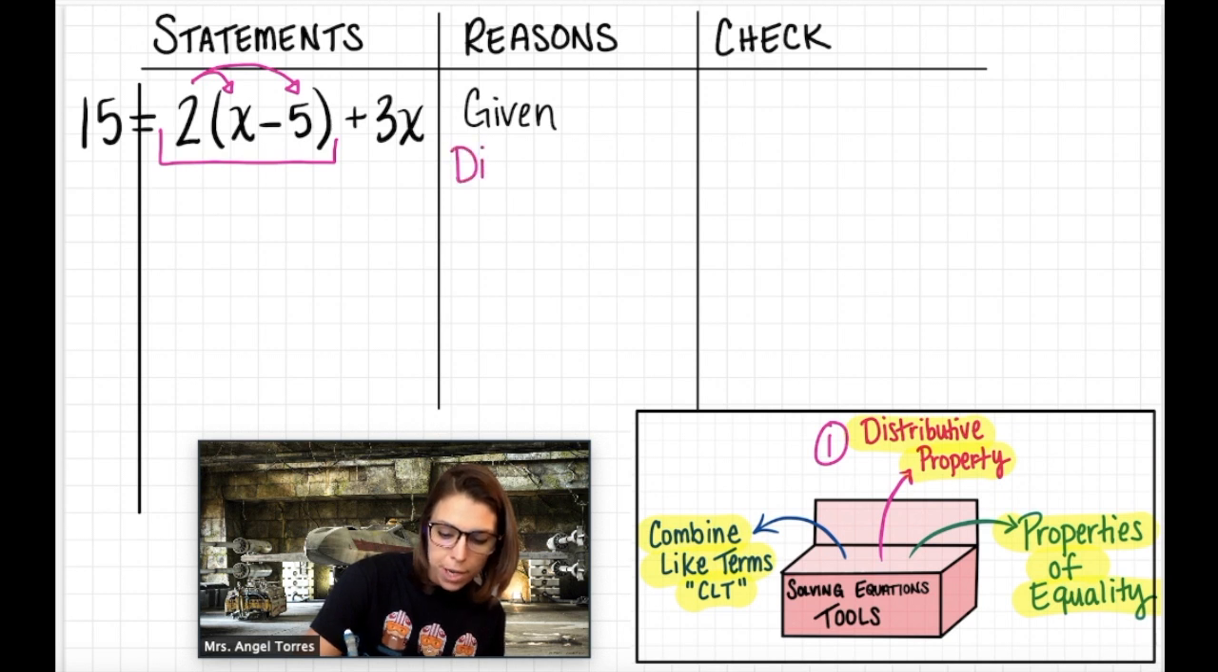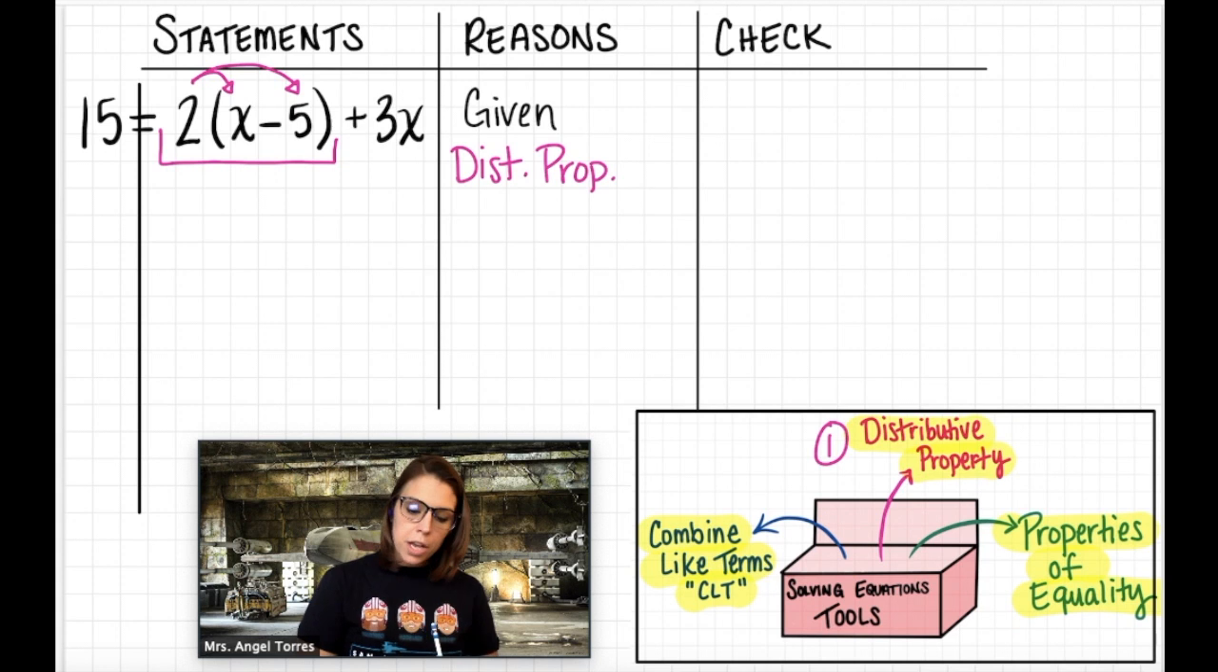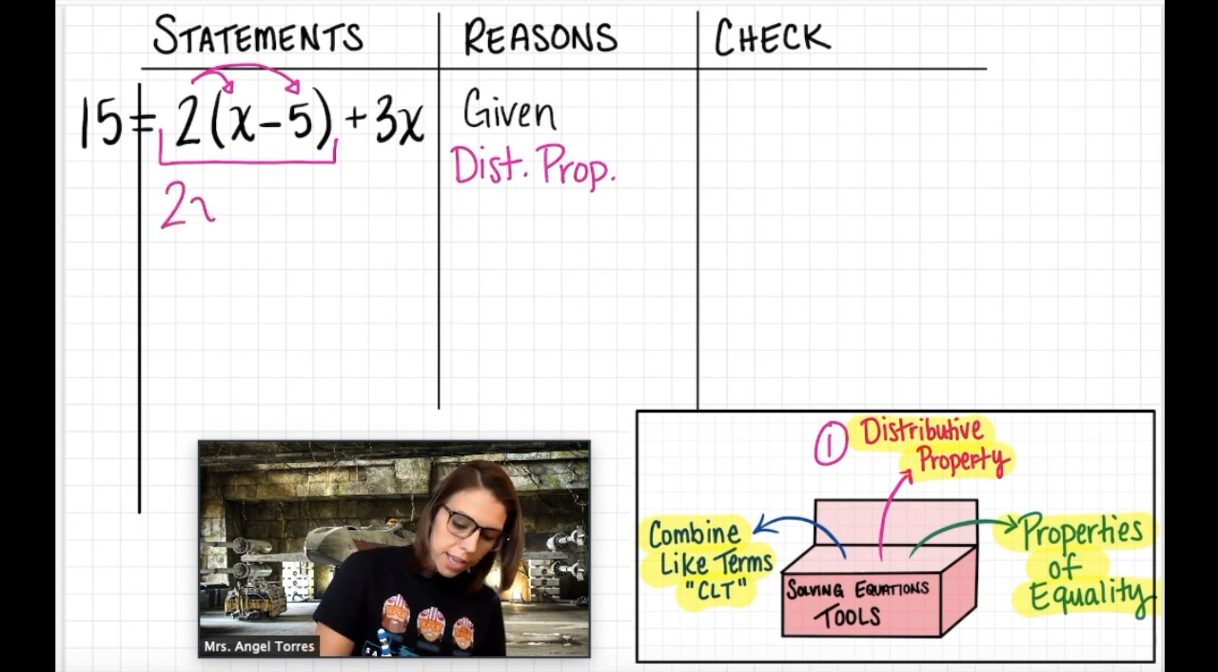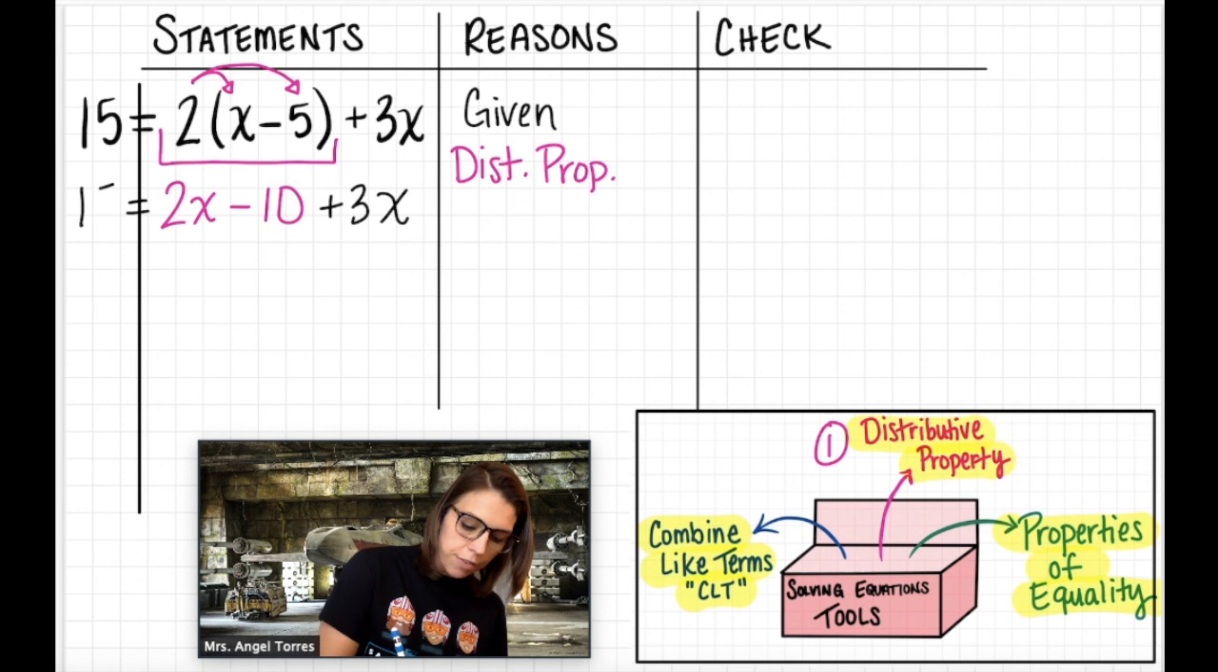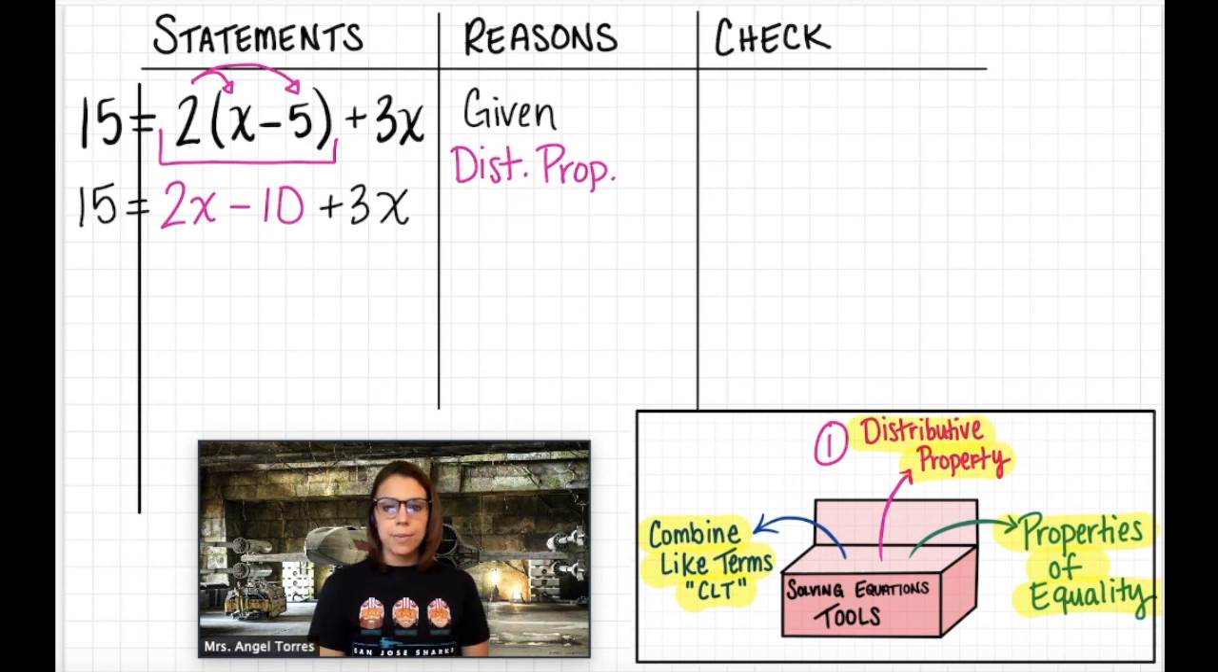So my first step here will be the distributive property. Let's simplify. 2 times x is 2x, minus 2 times 5 is 10. And then I can bring down my other term of plus 3x, and I can bring down the 15 that wasn't affected. So my distributive property tool has been used.